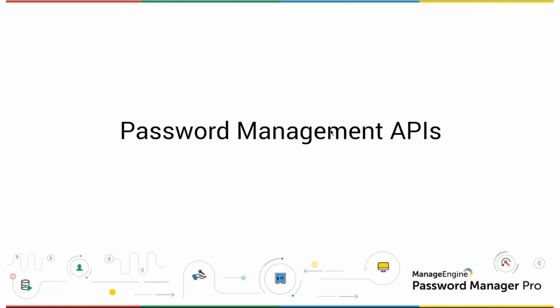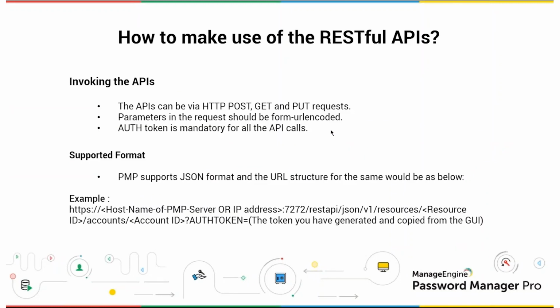So about the password management APIs and what are the options we have in the RESTful API. The APIs can be done via HTTP post, get, and put requests from the host. Also, the parameters that you send should be form URL encoded. So it should be a URL encoded form that you have to use as a parameter, and the auth token, which is mandatory to make an authentication against Password Manager Pro to do any operation. And it supports only JSON format.